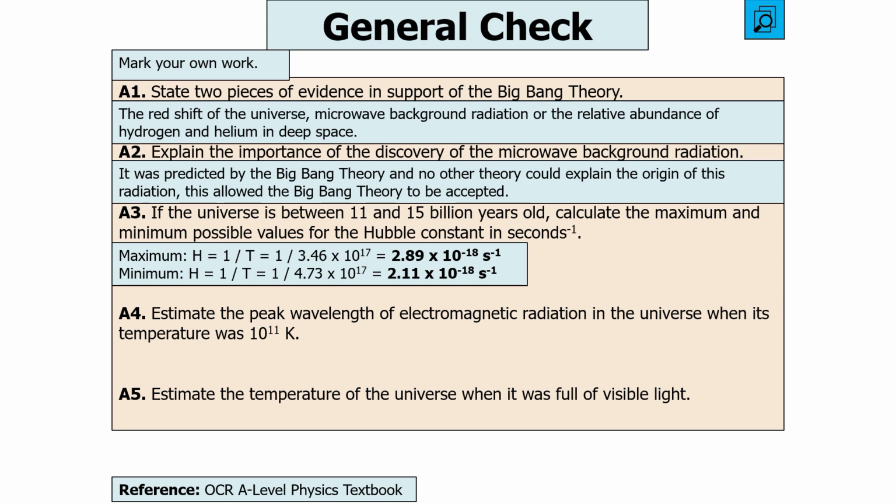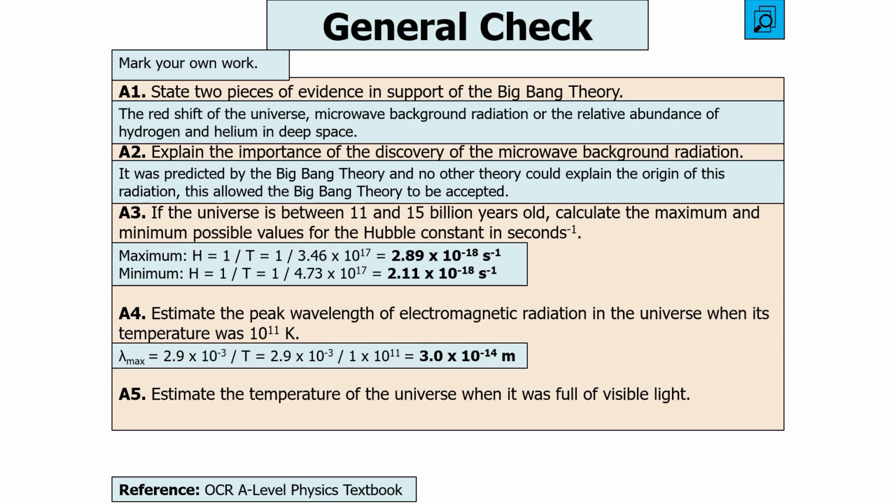Now the next question, we assume the universe is a black body radiator, so we use the Wien displacement law, which is the idea that lambda max is equal to 2.9 times 10 to the minus 3, over the absolute temperature. So you pop that all through and we get 3.0 times 10 to the minus 14 meters.